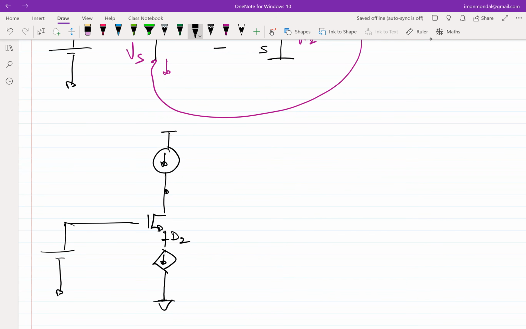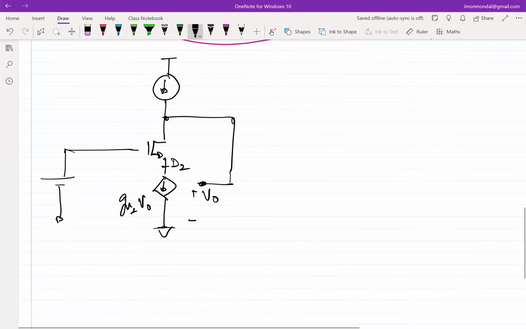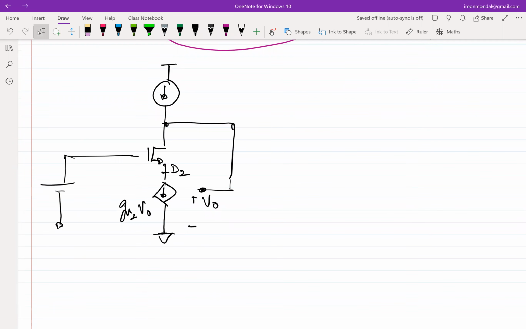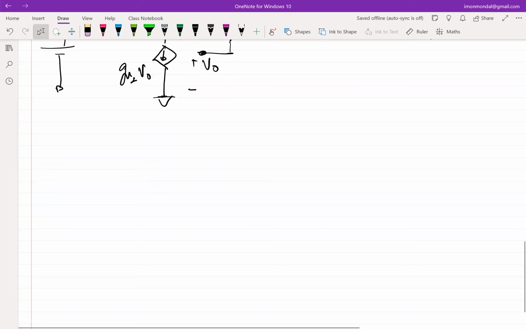And we were observing this output. And this was V0, and this was supposed to be GM2 times V0. So I basically redo the same thing. Now it's easier to replace; you can visualize it easily. What will happen if I replace this GM2 with a MOSFET, right? So let's do this.